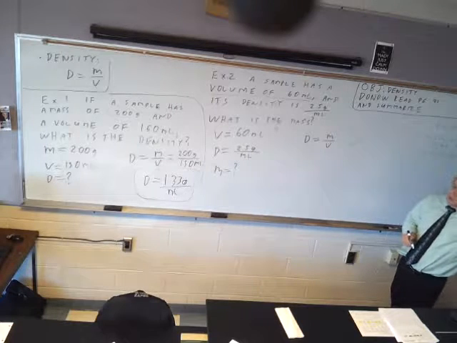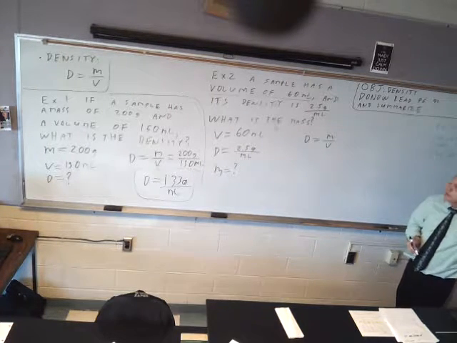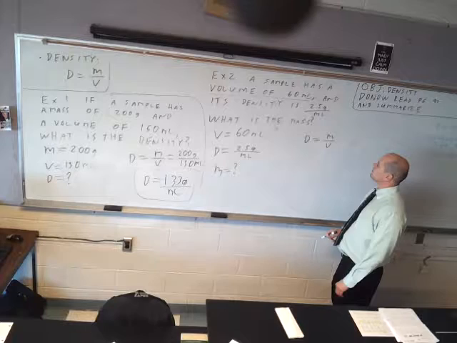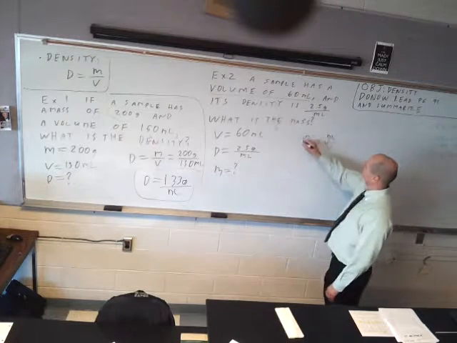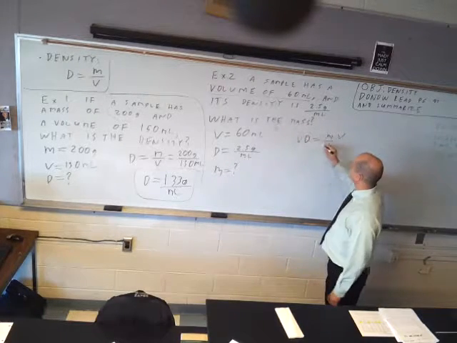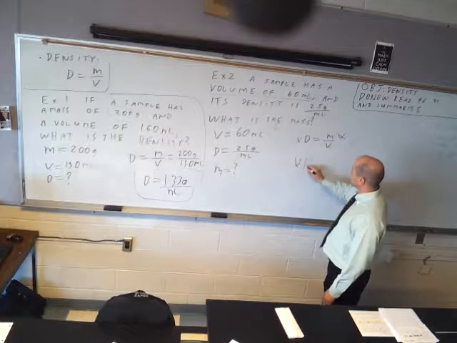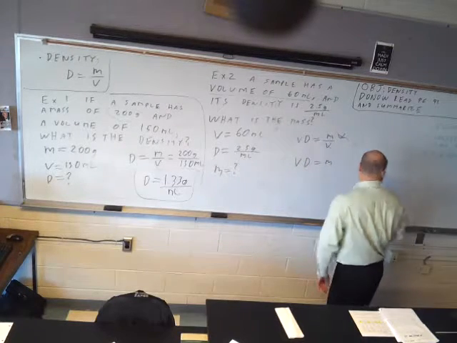And one thing we do not do is plug in numbers. We're going to solve for M. So how do we solve for M? Multiply both sides by V. So we get V times D equals M.